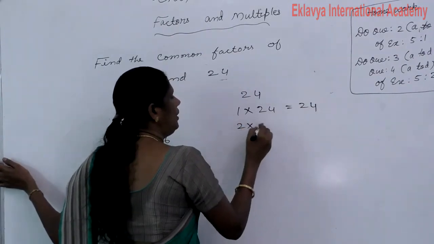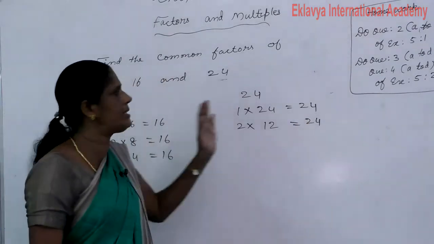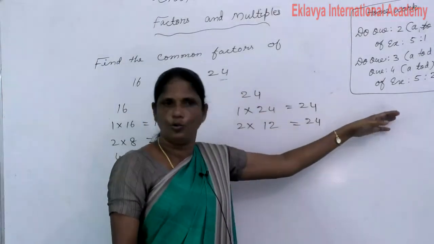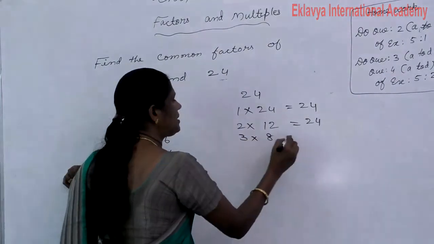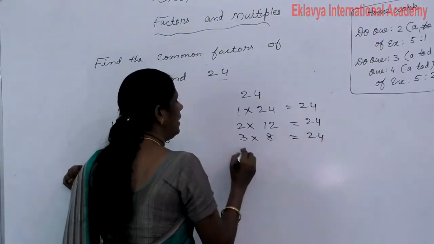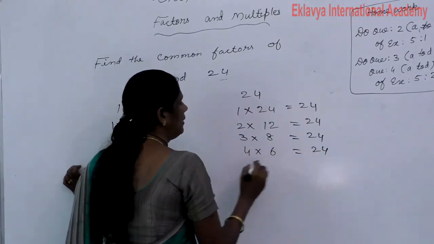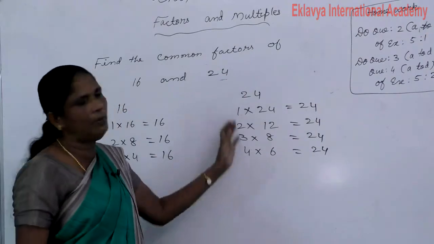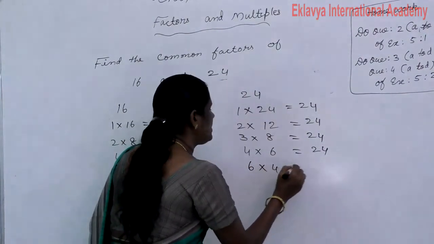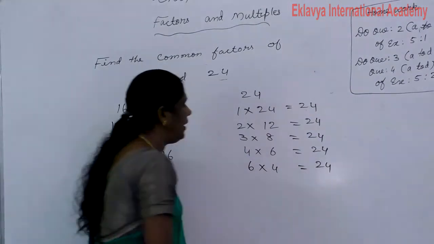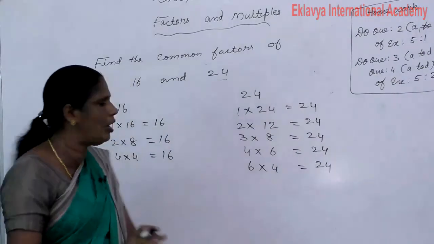Now 24: 1 into 24 is equal to 24. Then 2 into 12 is equal to 24. You divide 24 by 2. Okay. Then 3 into 8 is equal to 24. Then 4 into 6 is equal to 24. Does the table of 5 come in 24? No. 6 into 4 is equal to 24. Here 4 and 6 are repeated, then you stop.